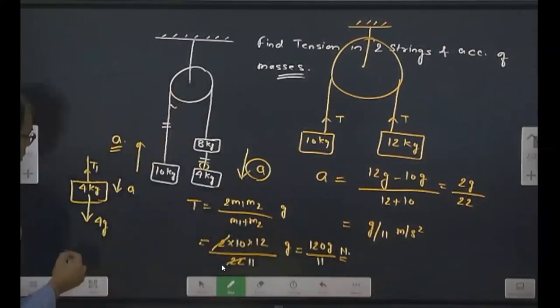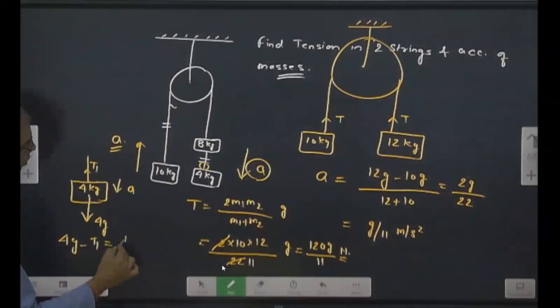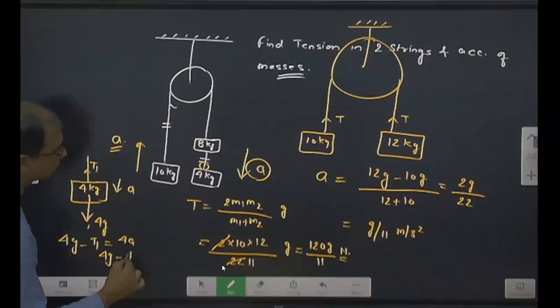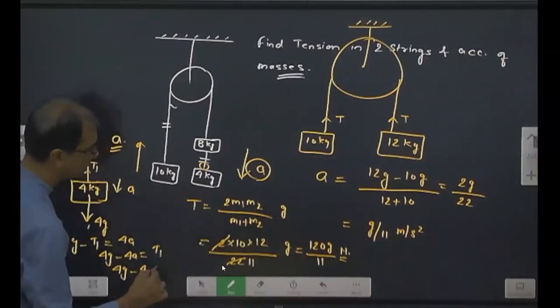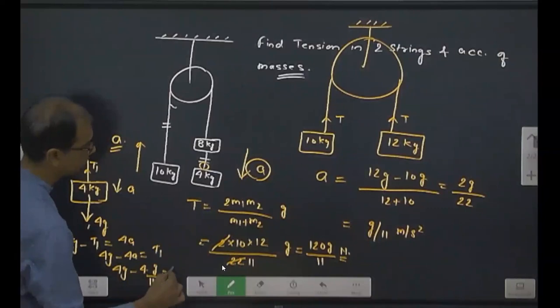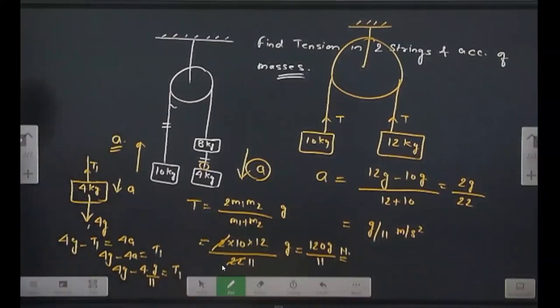So write the equation. 4g minus T1 equal to 4A. Okay, so T1 equal to what? T1 will go this side, 4A will come this side. So 4g minus 4A equal to T1. Put the value: 4g minus 4, acceleration value g by 11. Okay, so 4g minus 4g by 11. 4g you take common. 1 minus 1 by 11. That is 10 by 11.